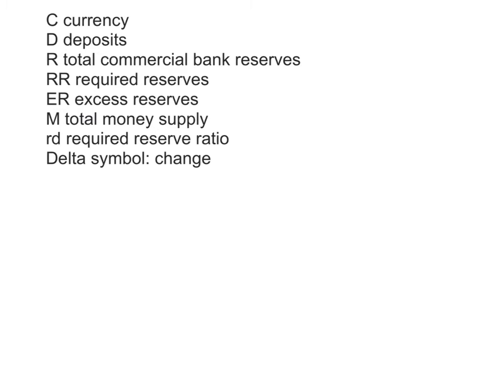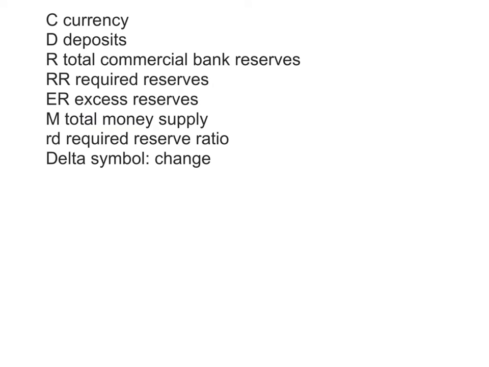R is total commercial bank reserves. That's the total amount of reserves that are held at the Fed, plus any vault cash that the commercial bank happens to be keeping. The RR is required reserves. So you look at that single R and you look at the RR, and the bank, if it wants to, can choose to set its total commercial bank reserves at the absolute minimum that's required.